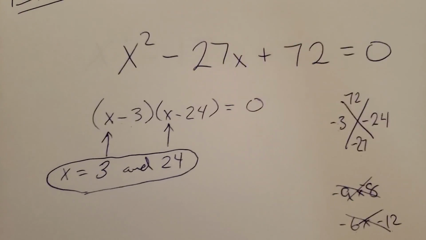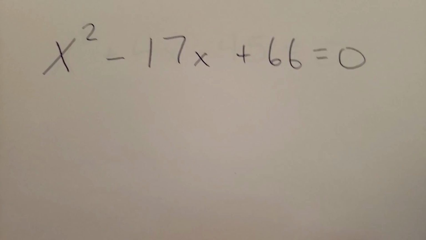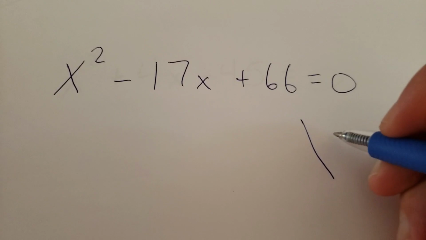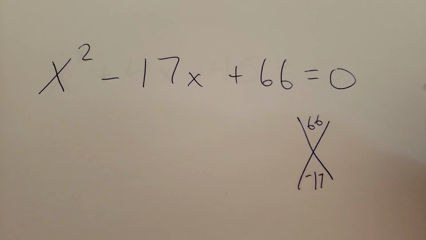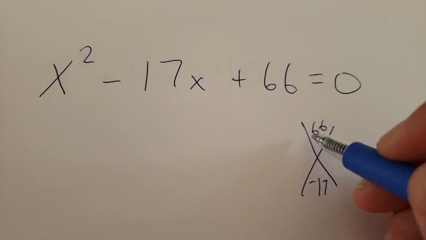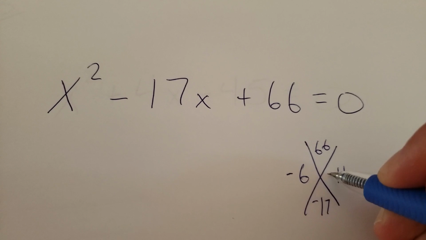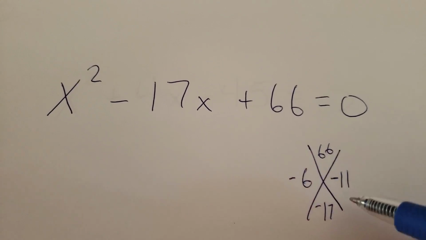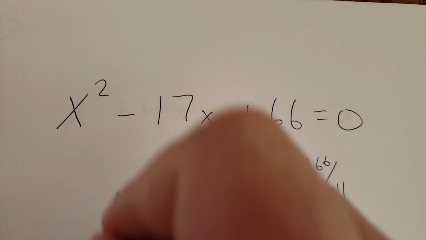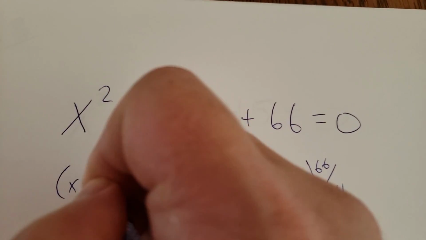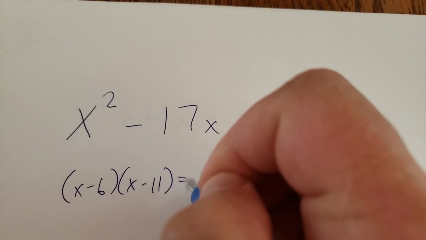So again, pause it. You got to try this coming up. You should be paused. I'm not. Okay, our x is right here, 66, negative 17. Most common way I can think of to make 66 is 6 and 11. Make them both negative, because negative times negative is a positive. Negative plus negative, 6 and 11, 17. So this is going to be x minus 6, x minus 11.